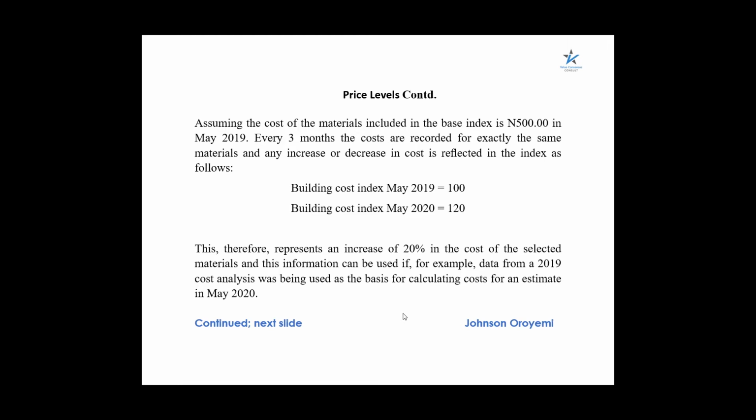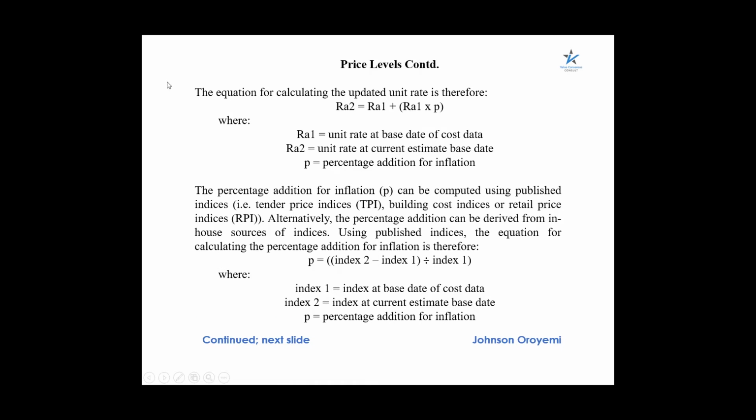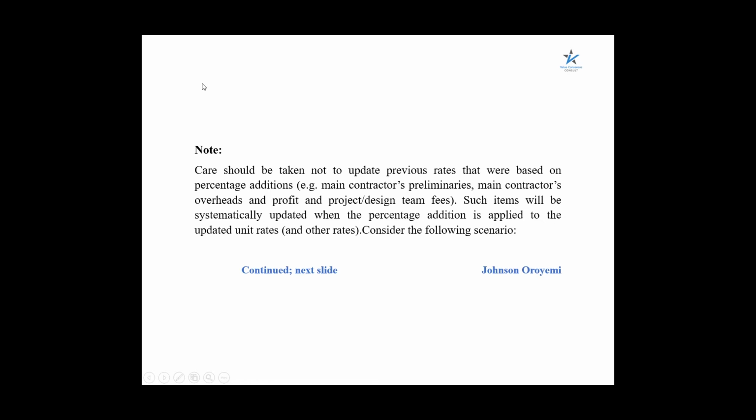So you see that the building cost index for the project carried out in May 2019 will be 100, while the building cost index, if you are carrying out a project in the month of May 2020 this year, and the price of materials has increased by 20%, will be 120. And we are definitely going to see how this is applicable. Let me show us how this is applicable.